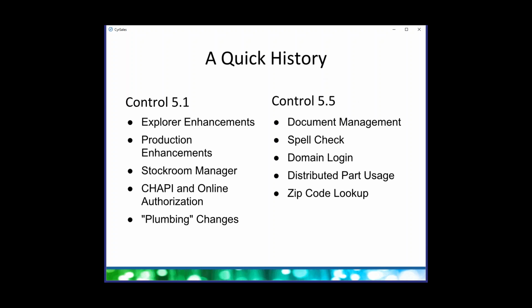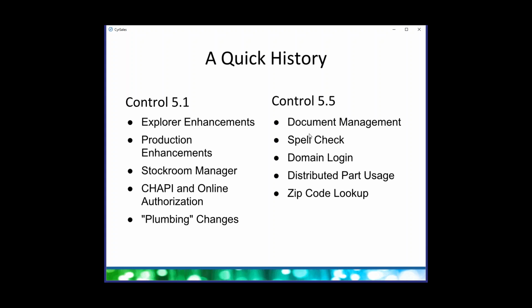Of course, it also had spell check. It had domain login, so if you are using a domain system, it makes it a lot easier. You don't have to have separate passwords. You just log right in. It has the ability to distribute part usage across an order. So if you're using so much material, you can just put it on the order and it will separate it among all of the line items based on some pretty intelligent rules. And zip code lookup that lets you look up what the city state is, just sort of speeding up that process. So 5.1, a lot of plumbing, some nice things.